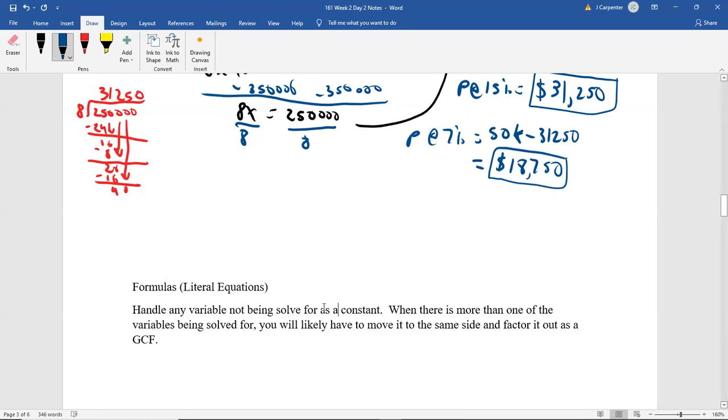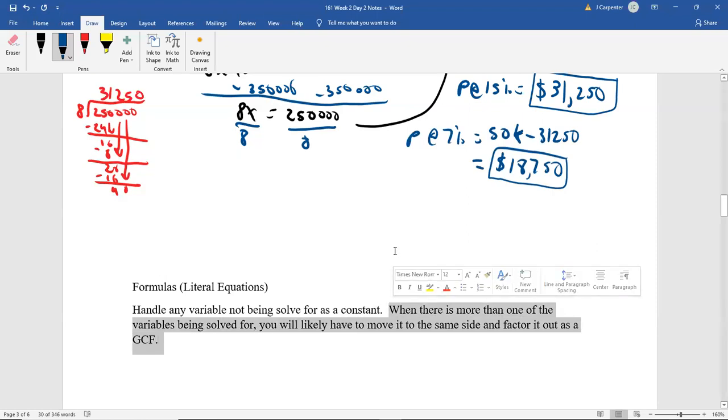So you handle any variable not being solved for as if it were a number, as if it were a constant. When there's more than one of the variables being solved for, you will likely need to move it to the same side and factor it out as a GCF. We won't see this at first, but we will see one by the end.